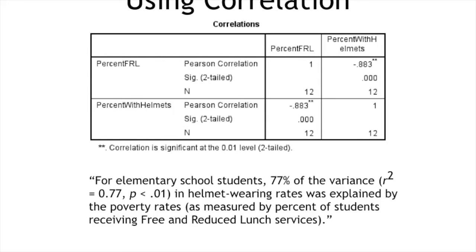After all, note that my report fits with the original research question that I had. After all, it would be really absurd to say that 77% of the variance in poverty was explained by the rates of helmet wearing. You have to use a little bit of common sense here.